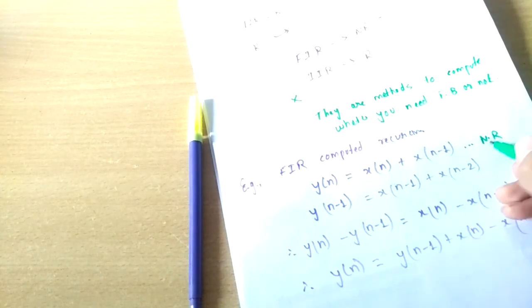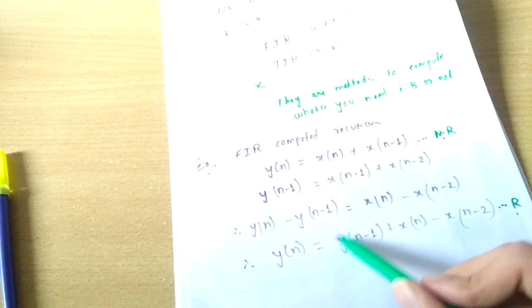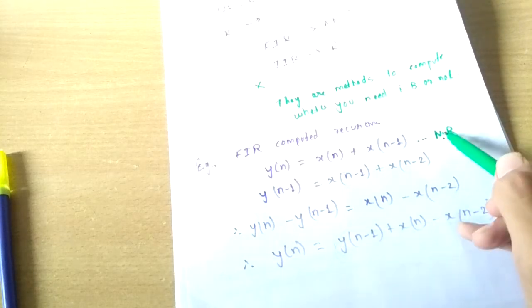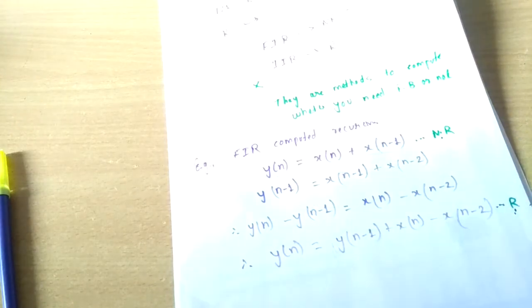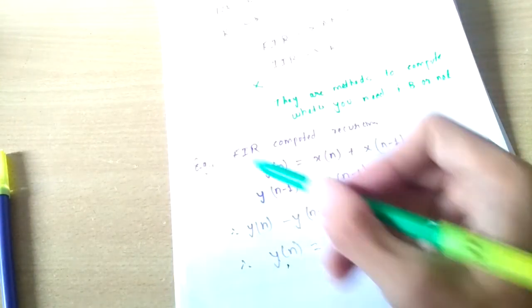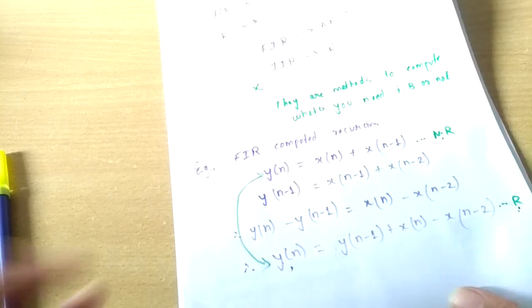Now compare both these equations. This one is non-recursive and this one is recursive. You can see that over here we have past outputs, so it will be recursive computation, whereas over here we have non-recursive computation, and you can clearly see that we derived this equation from this only, right? Both of them are the same, right? So again I proved that an FIR filter can be computed recursively or non-recursively, both.